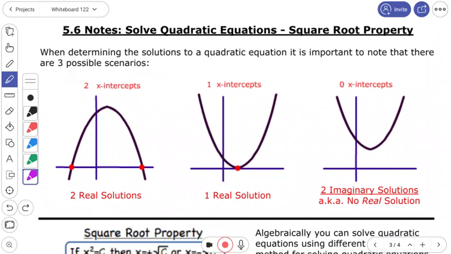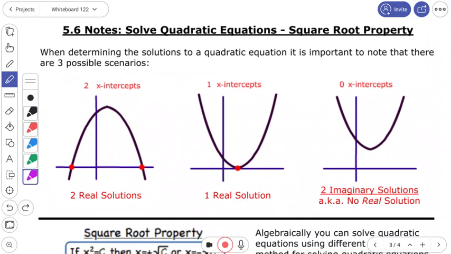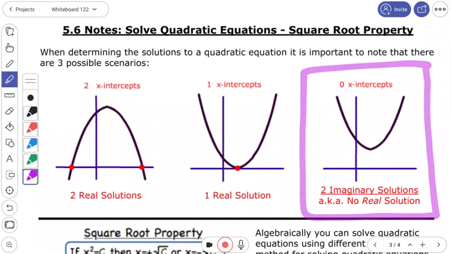In our second example here, we have our parabola crossing or intersecting our x-axis only once. Our vertex is sitting on the x-axis. So one x-intercept means one real solution. And then this last example right here has our parabola never crossing our x-axis. That means we have 0 x-intercepts or no real solution. But if you don't have any real solutions, then remember from last semester, we can have imaginary solutions.